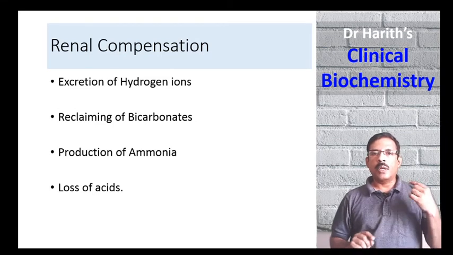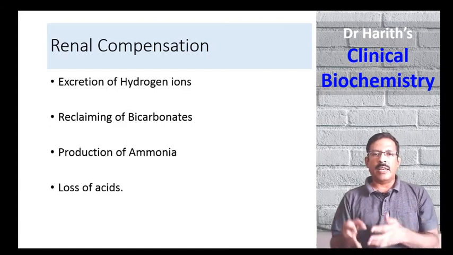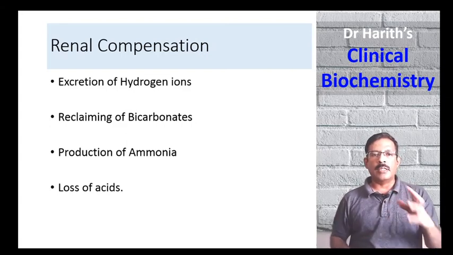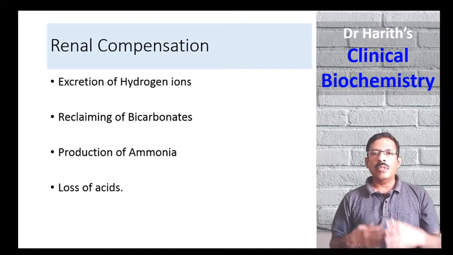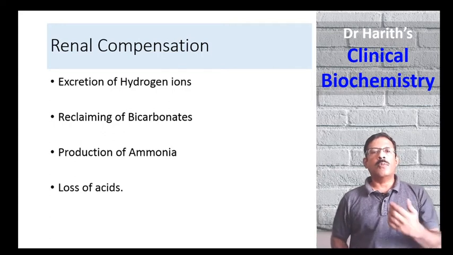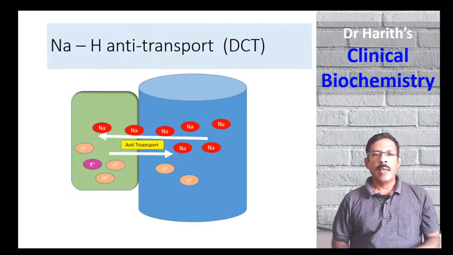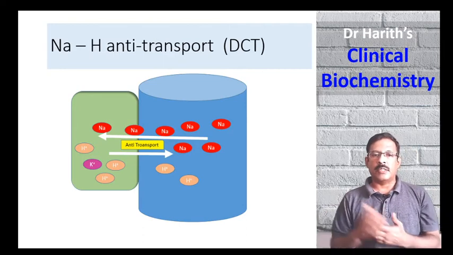Now, if you remember renal tubular acidosis, we said renal tubular acidosis has elements of errors in both the proximal and the distal convoluted tubules. So what are these tubules doing and how do these mechanisms help in regulating the acid-base homeostasis? This is what we'll be discussing right now. The first one is the sodium hydrogen antitransport mechanism.